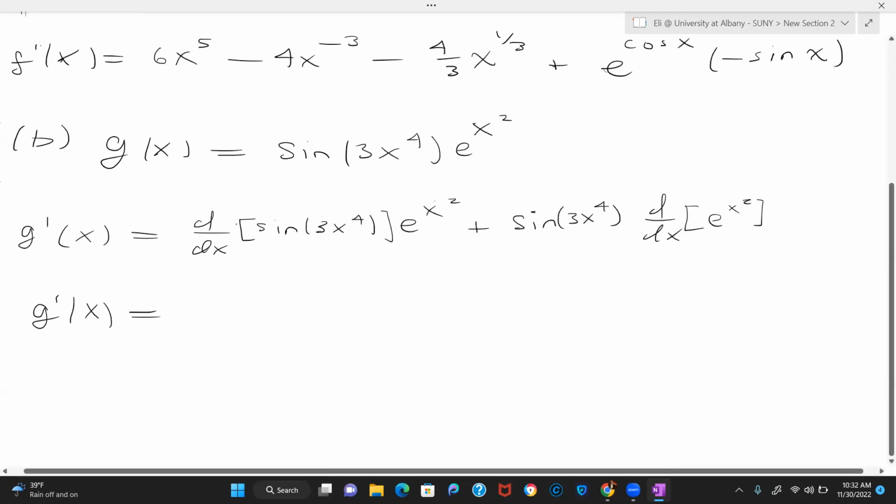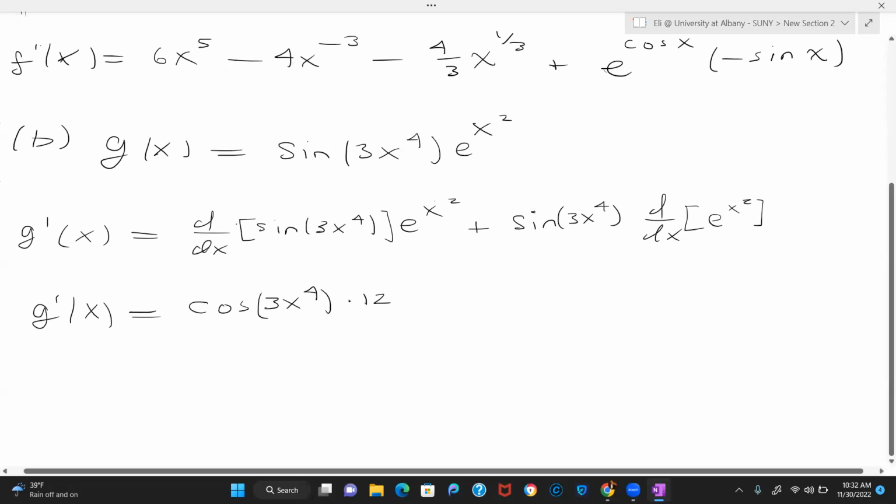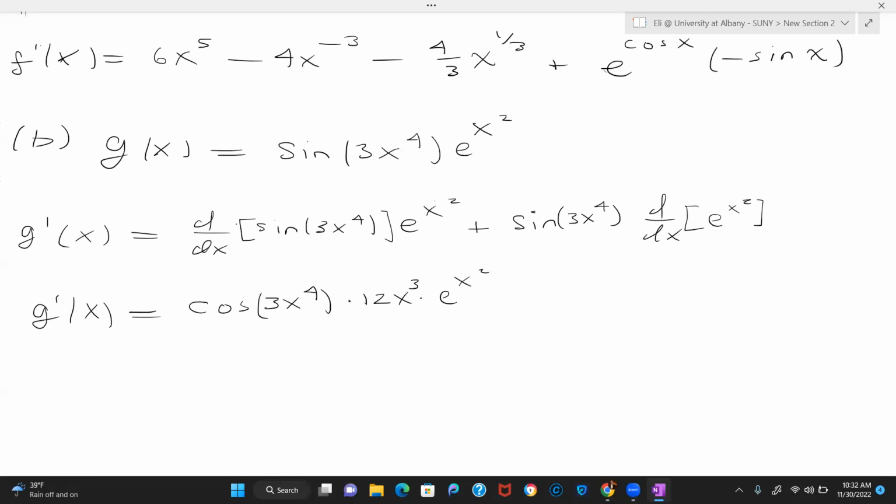So now the derivative of this first term. I have sine of 3x to the fourth. So I take the derivative of the outside function, which is sine, so that becomes cosine of 3x to the fourth, times the derivative of the inside function. That will be, I guess you could just write it as 12x to the third, times e to the x squared, plus sine of 3x to the fourth.